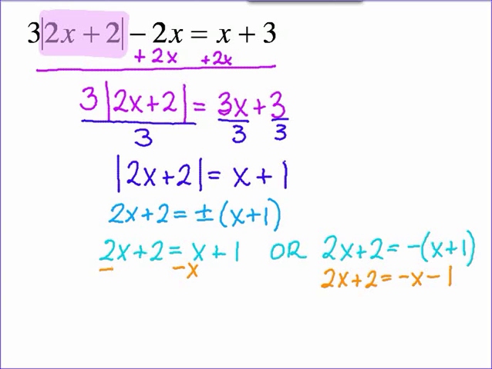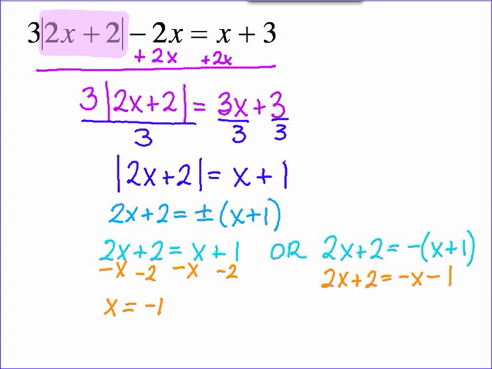So to solve the first one, I'm going to subtract x from both sides, okay? In which case I'm going to get x on the left side. Then I'm going to subtract 2 from both sides. So I get x to equal negative 1. So let's plug negative 1 in.